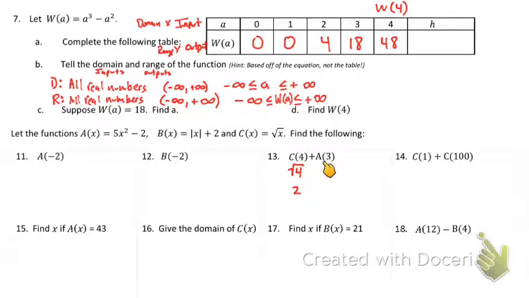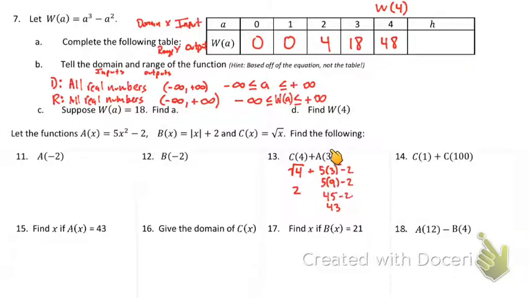Okay? Now we're going to plug in 3 into the A function. Let's see what we get. So we're going to add, but let's figure this out first. So we got 5 instead of x. We're going to have 3 squared minus 2. 3 to the second is 9. Order of operations. Okay, and then 9 times 5 is 45, minus 2, and this is going to give me 43.